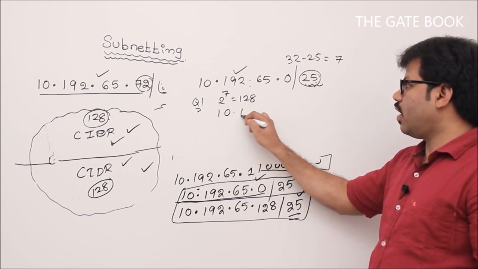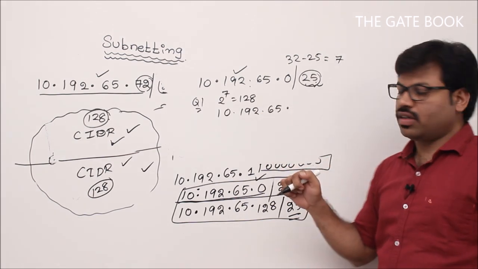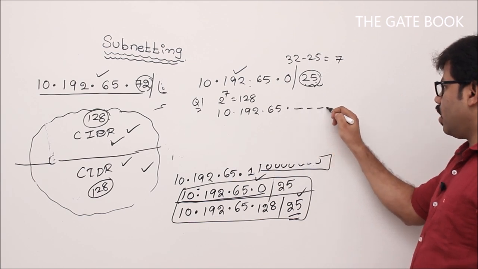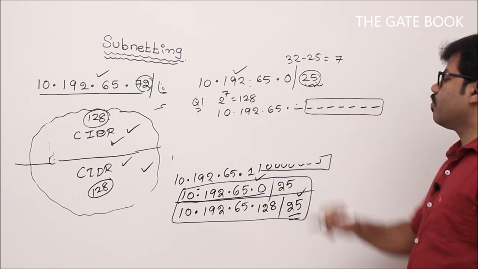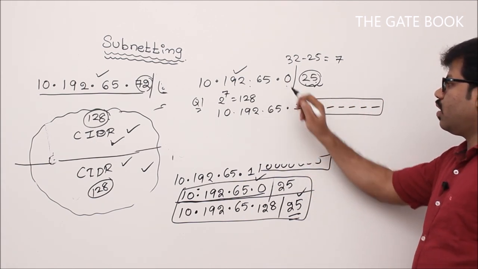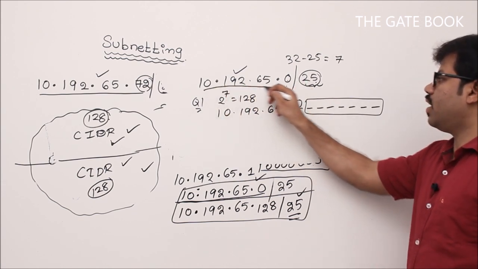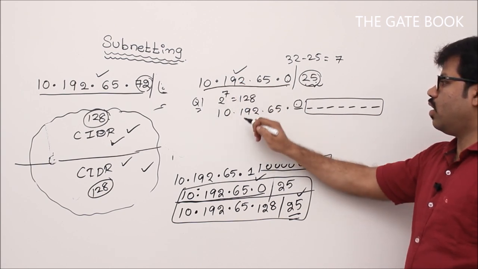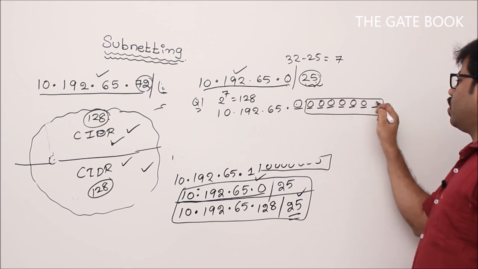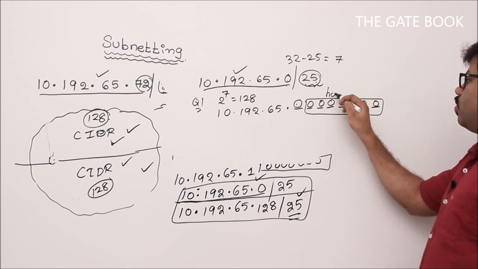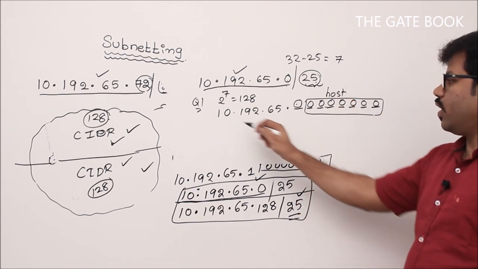We know that 10.192.65. Blindly go to your host part. Your host part is like this: 1 2 3 4 5 6 7 8. This is the host part, right? This is the network part. In the network part you have already 0, right? Otherwise what you do is, first of all you write this IP address blindly: 10.192.65. This is one of the IP addresses you got in your network. Now identify the host part, 7 bits. Keep everything 0, already they are 0. Then automatically you get the starting address.